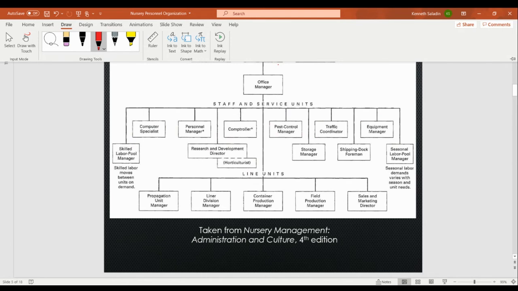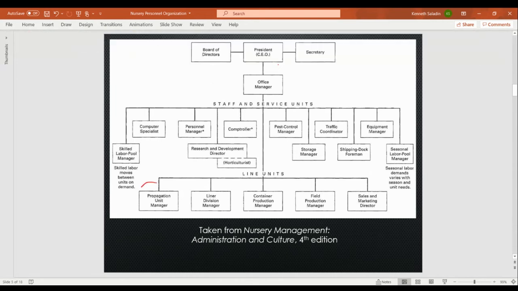Okay, so really everybody above a line level supervisor, everybody above that level, they're really just there to support the line managers, because the line unit managers are the ones that are responsible for the production of the plants that the nursery sells. So in this large nursery flow chart, we also have a propagation manager. And when we looked at the small wholesale nursery, we discussed what that propagation manager would do.